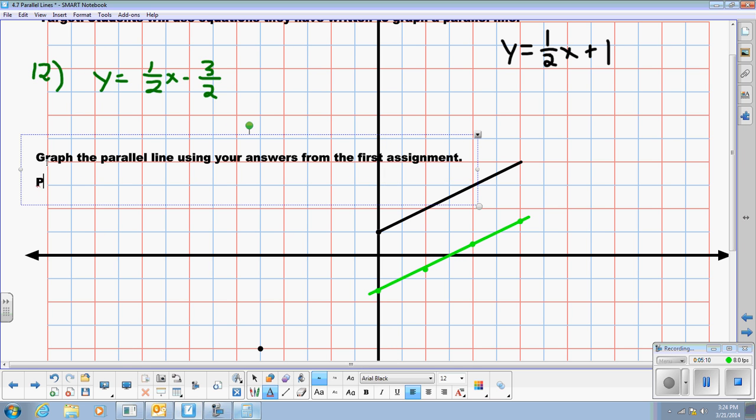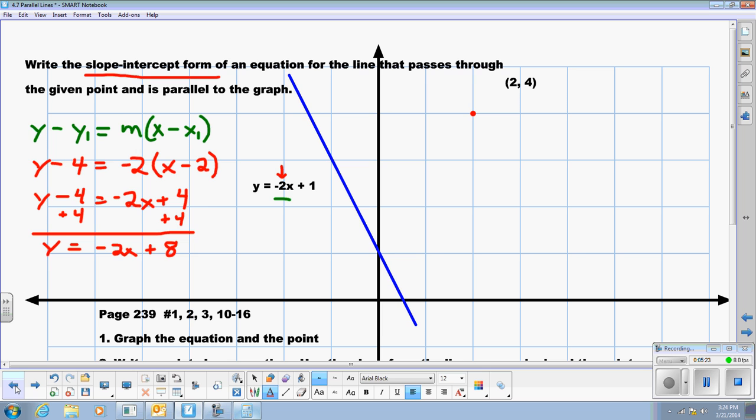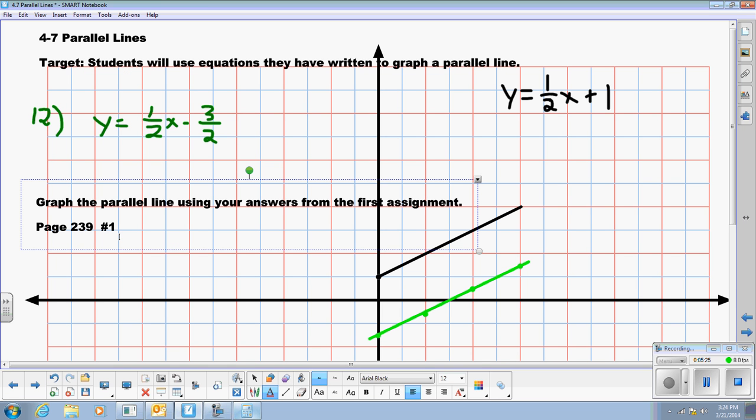That was from page 239, and you did numbers 1... Oh, I've got to look here. Let's just go back a screen. Let's take a peek. 1, 2, 3, and 10 through 16. So 1, 2, 3, and 10 through 16. And I did number 12 for you.